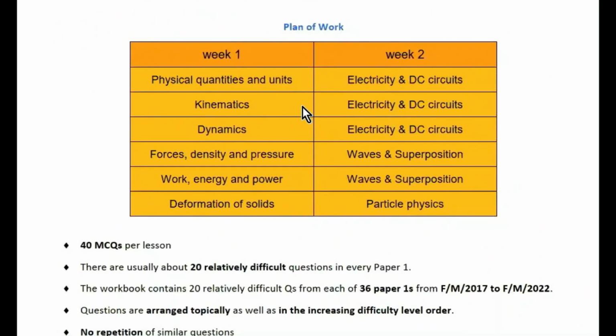Students, this crash course will last for 2 weeks. In the first week, students, we will cover the first 6 chapters of the AS Physics syllabus, from physical quantities and units to deformation of solids. And in the second week, students, we will cover the 4 challenging chapters of AS Physics syllabus: electricity, DC circuits, waves, and superposition, along with a relatively easy chapter, particle physics.